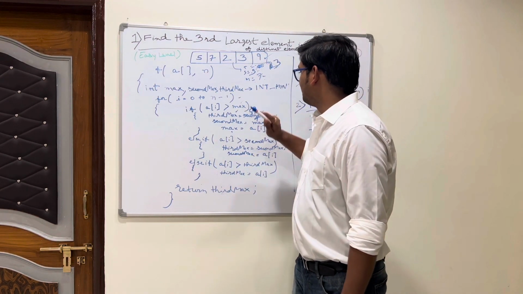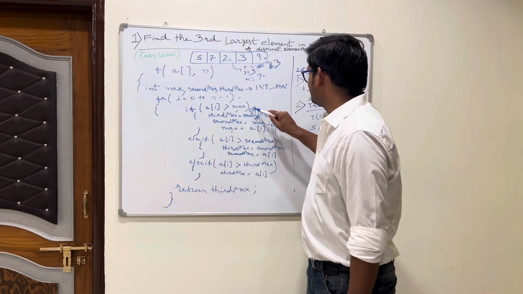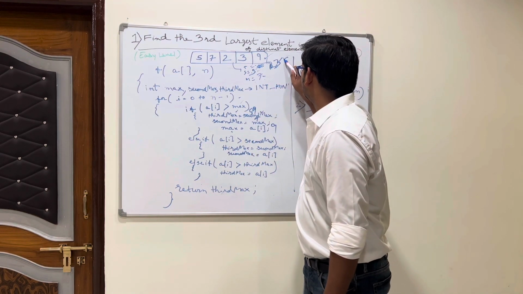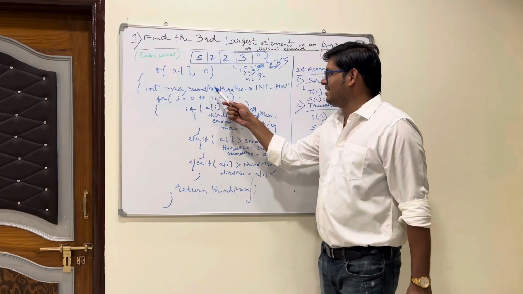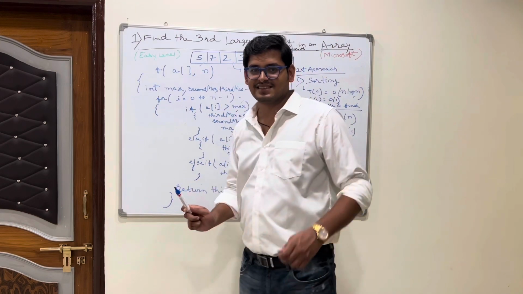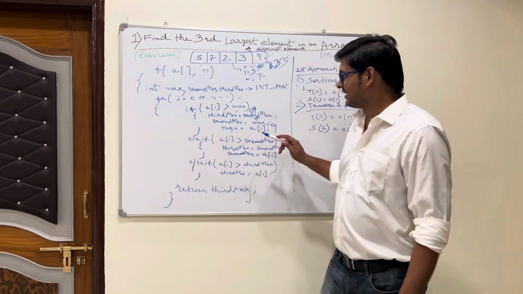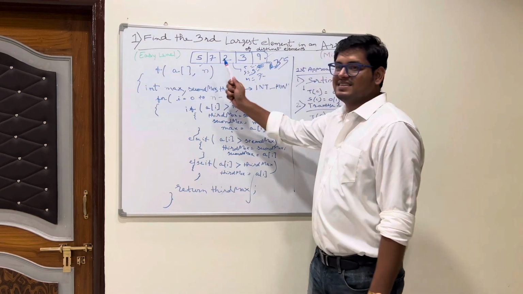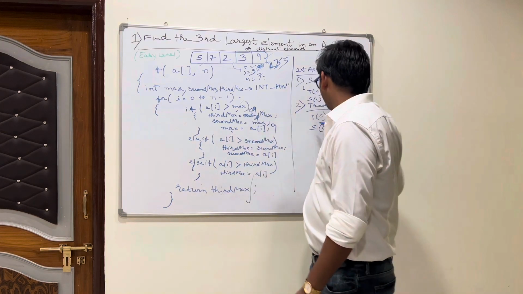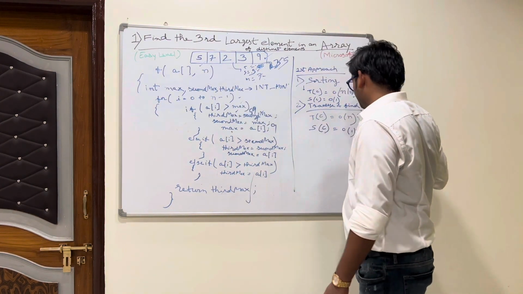So once the traversal is over, we have the third max value as 5. So we will be returning the third largest element in the array, which is 5 in this case. I think the solution is clear. So what is the time complexity for this? We are traversing this array once, so order of n, and we are taking 3 variables, so order of 1.